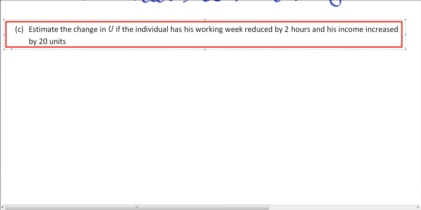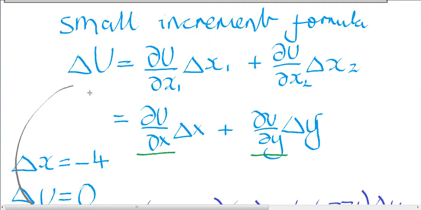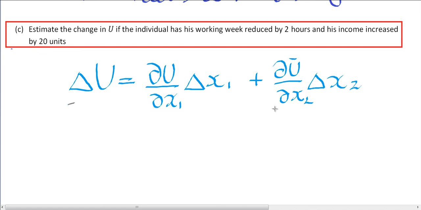So again, I'm going to use a small increment formula. So I have, what was it again? I'll just take down what I had before. The change in U equals the partial derivative, first partial derivative by the change in x, plus the second partial derivative by the change in y. Now, what was I given this time? Now, remember, these partial derivatives, you've already worked them out because they're the numbers up above.